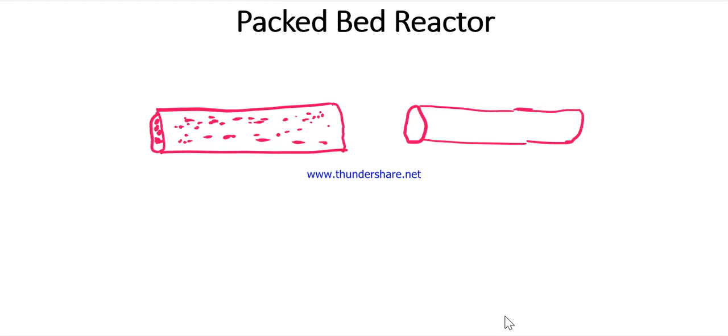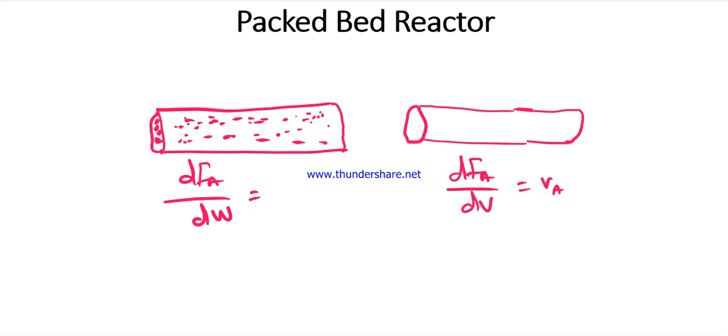So the design equation looks similar. Like the one that we have, dFA/dV is equal to rA. In this case, we have dFA/dW equals r'A. So what is W? W is the weight of the catalyst. V is the volume of the tubular reactor, but W here is the weight of the catalyst embedded in the reactor. So that's just different. They are very similar. So I believe with that you have understood how to set up the design equation for each of the popular reactor systems.